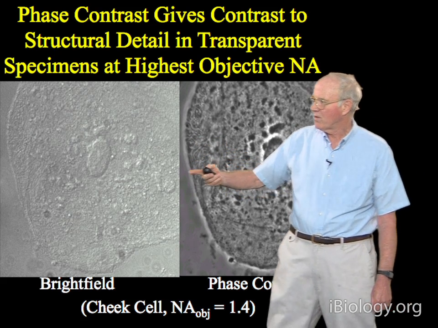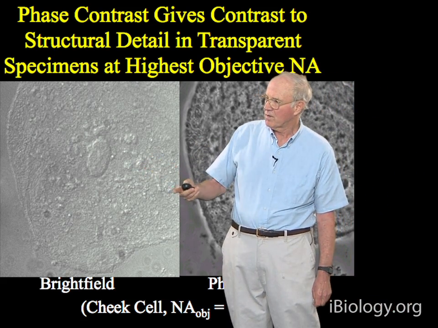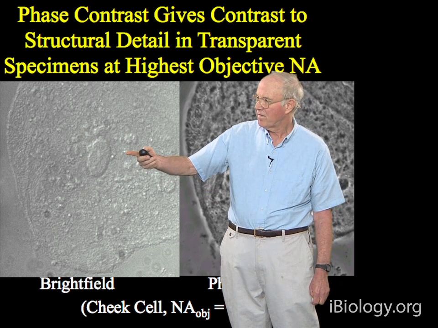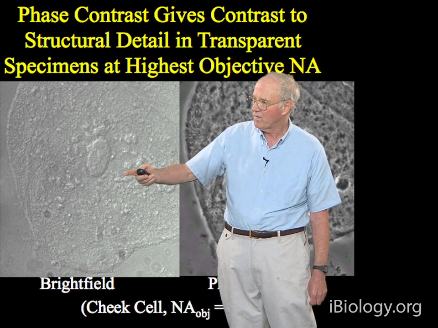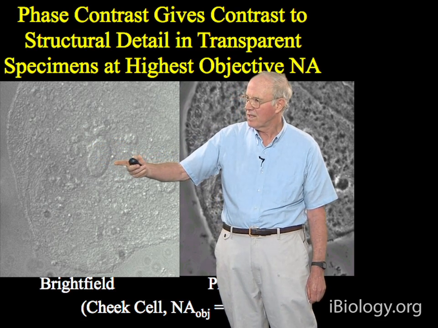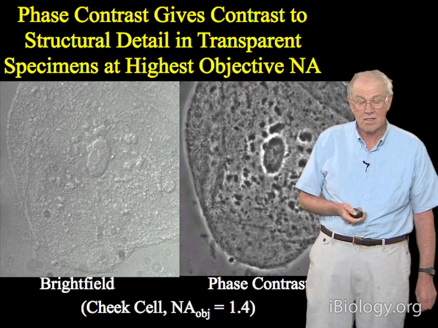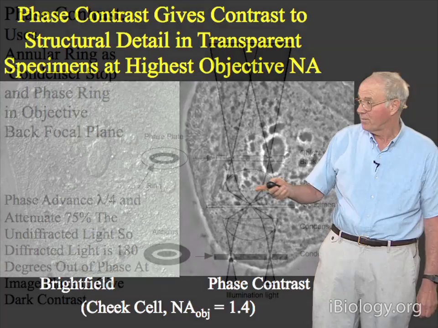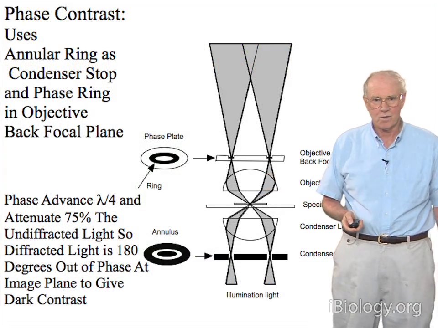But this is the same cell observed not in the phase contrast mode, but just in the wide field mode. And I think you can just barely make out the nucleus, so you can see how transparent our cells actually are in green light. So how does phase contrast work?